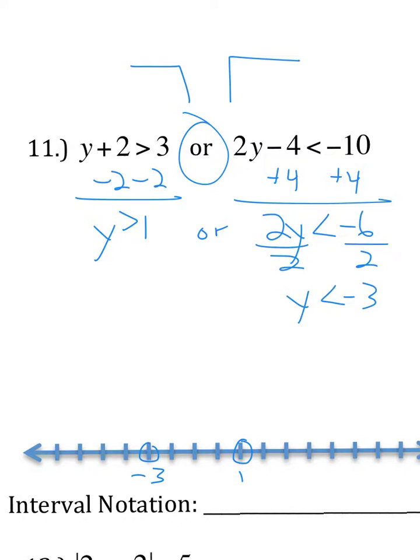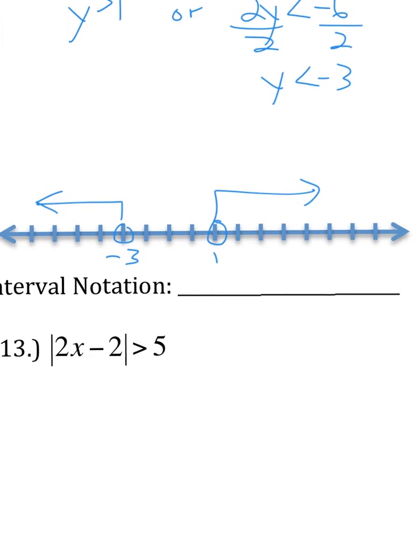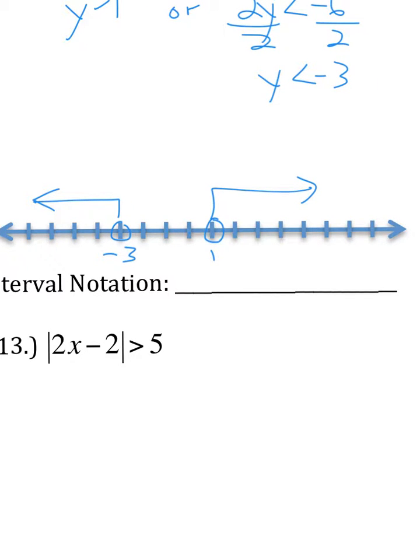They both are open circles. Y is greater than 1 looks like that. Y is less than negative 3 looks like that. Interval notation. Well, there's two different intervals. So I got this interval. Treat them separately. Or problems, you just basically do two problems in one. You go from negative infinity to negative 3. The second interval, you go from 1 to infinity.